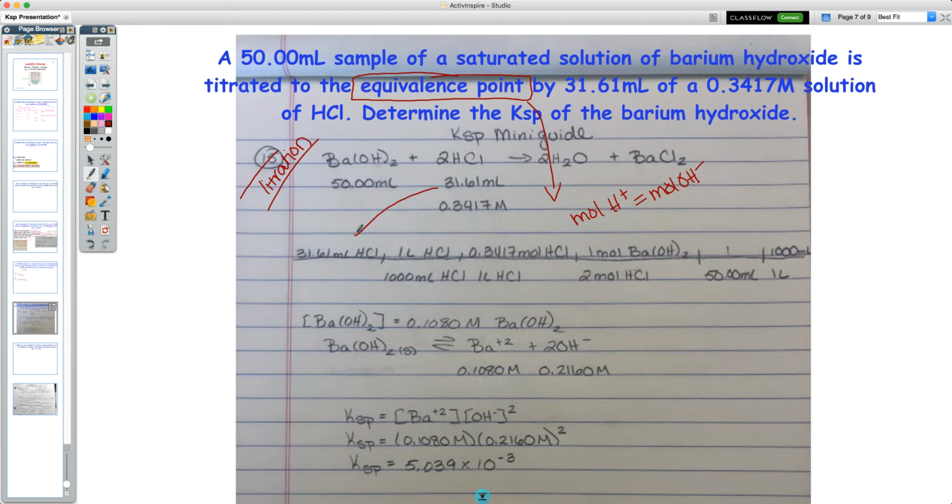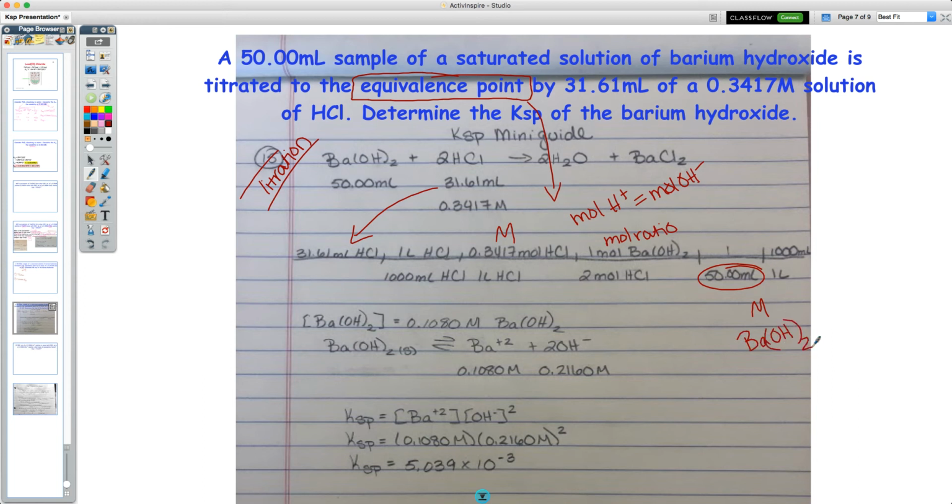So we're going to start with our volume of the HCl. I turned that into liters. I then used the molarity here to turn it into moles. I used my mole ratio to turn that into barium hydroxide. And then what I did is because I have moles on top, I just put volume on the bottom to turn it into molarity of barium hydroxide. That's what I was going for.